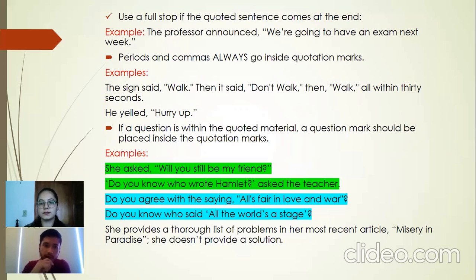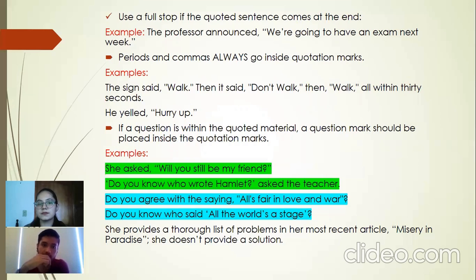And periods and commas always go inside quotation marks. So here you can see a good example. The sign said, "Walk," then it said, "Don't walk," then "Walk," all within 30 seconds. He yelled, "Hurry up." So you can identify it. You can appreciate that we use commas and periods inside the quotation marks.